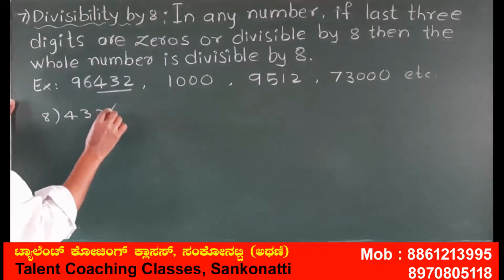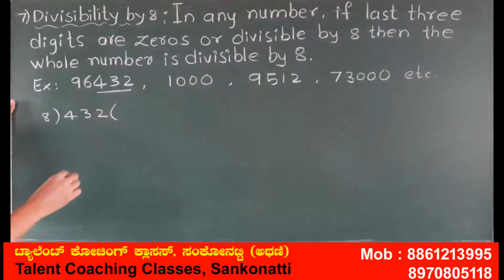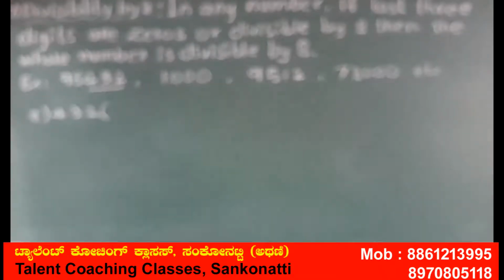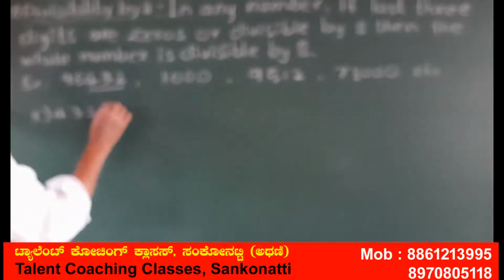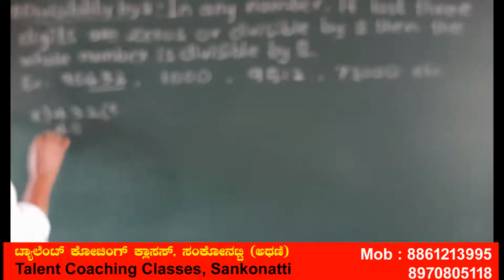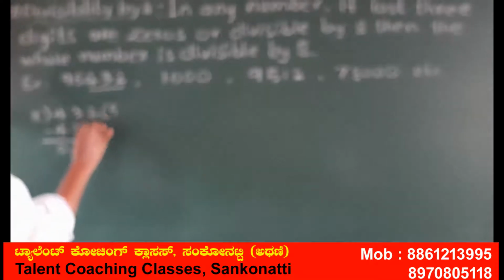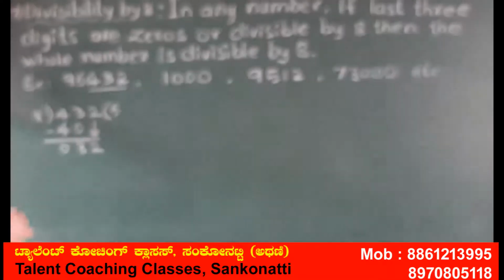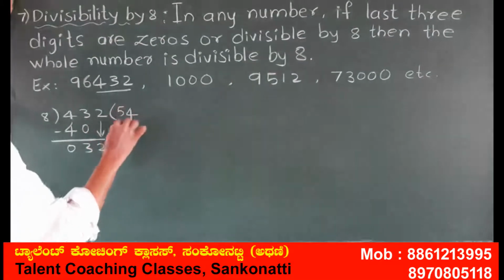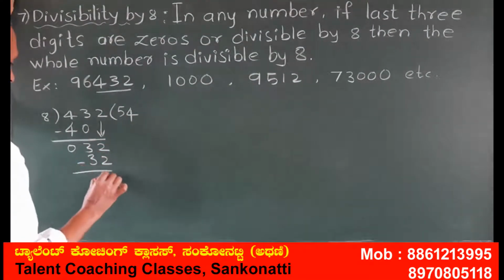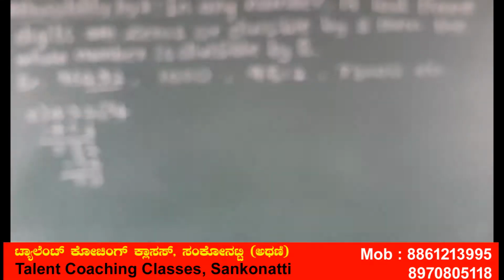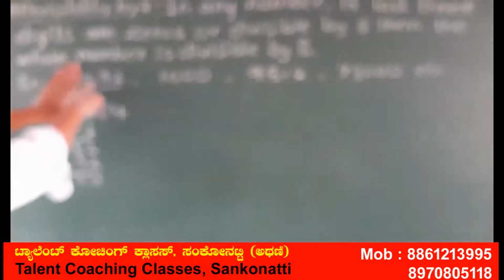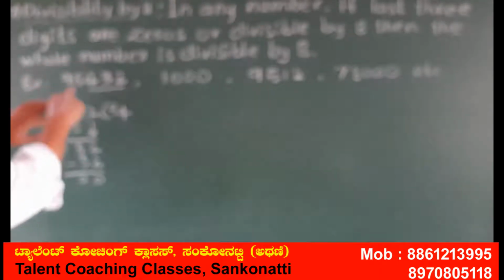8 6s are 48, 8 5s are 40, 43, take it down, 8 4s are 32. So this 432 is divisible by 8, so this 96432 is also divisible by 8. This rule says if the number formed by the last 3 digits is divisible by 8, then the whole number is also divisible by 8.